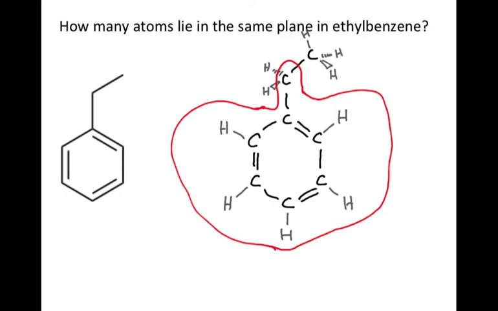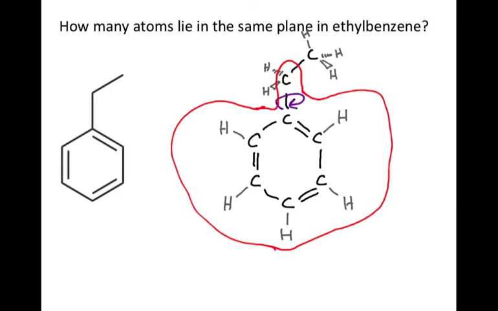Well, what about these hydrogens and this other carbon up here? Is that in the same plane? Now you have to think about bond rotation. So you cannot rotate around those double bonds, but you can rotate around this single bond right here.